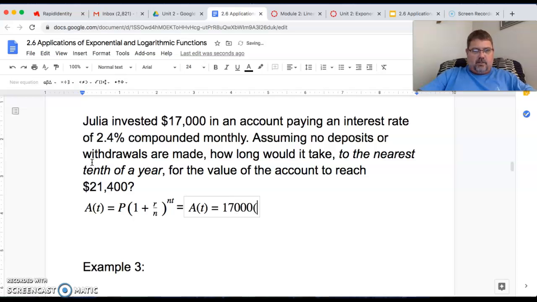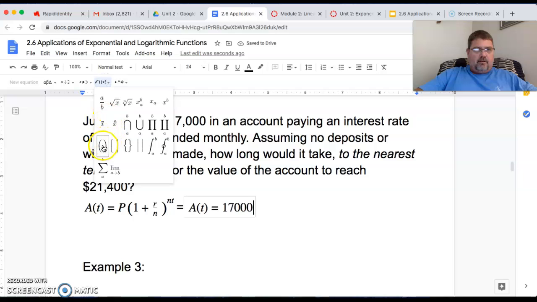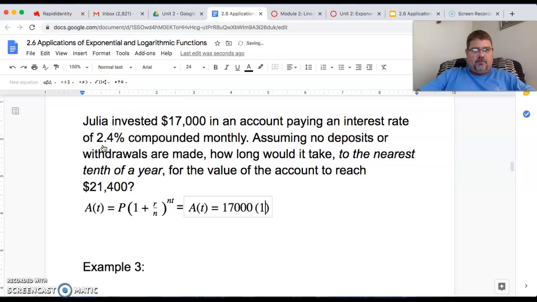And we're going to need our 1. I probably should have done this, open a set of parentheses, because it's going to have a fraction in there. 1 plus r over n. Our r is this right here. We need to move our decimal over. So we get 0.024. We talked about n. It's being compounded monthly, so that makes n 12. And it's going to be raised to the 12t. And that's what we need to work on.